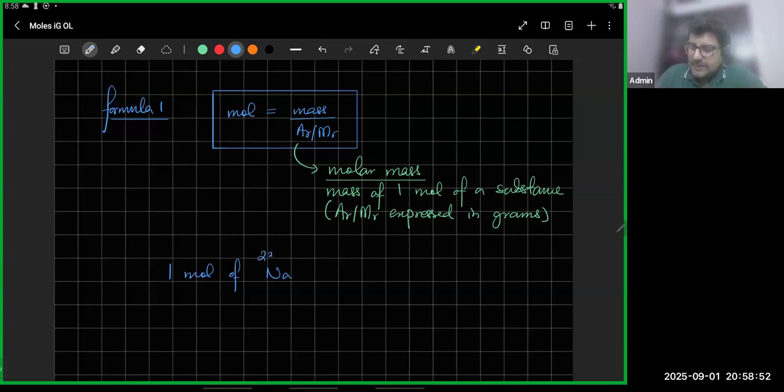If you open the periodic table, the bigger number that's written, that's the molar mass, which is also known as the relative atomic mass. So I know that if I have 1 mole of atoms, which I know is how many atoms? That's 6.02 times 10 power 23 atoms. The mass of 1 mole of these atoms is going to be 23 grams.